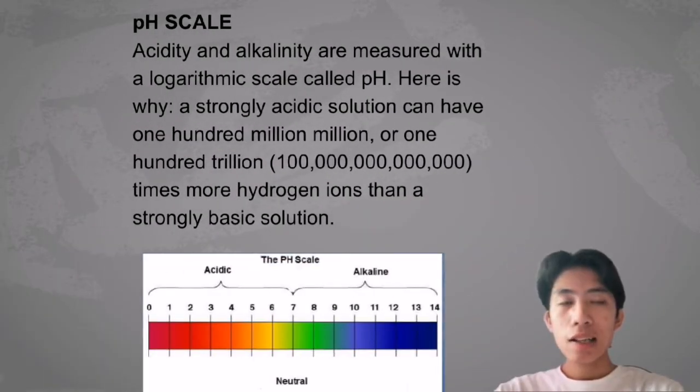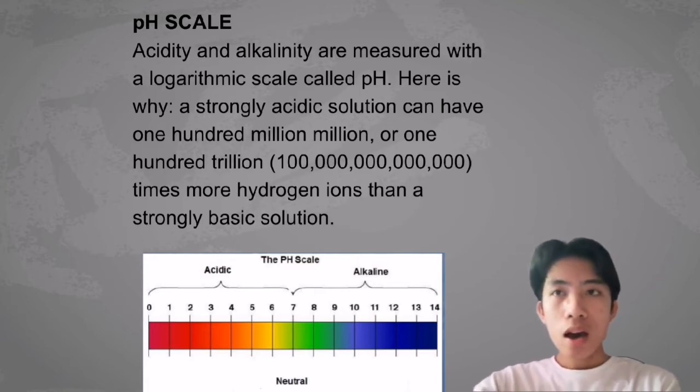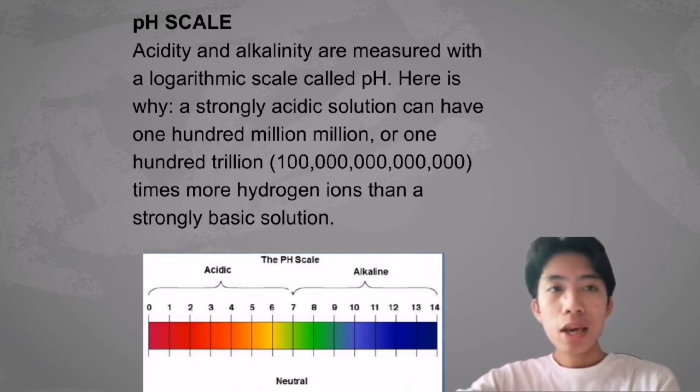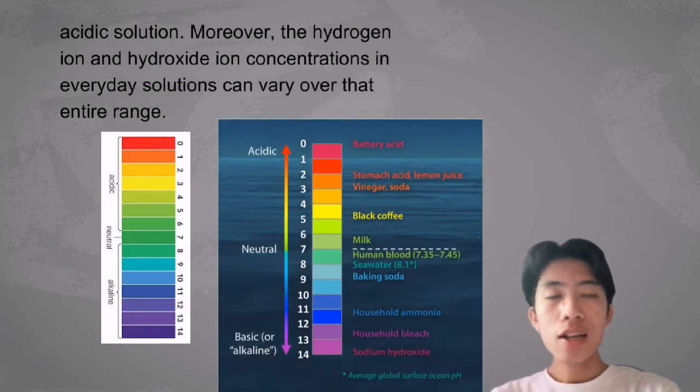Acidity and alkalinity are measured with a logarithmic scale called pH. Here is why: a strongly acidic solution can have 100 million or 100 trillion times more hydrogen ions than a strongly basic solution. Moreover, the hydrogen ion and hydroxide ion concentrations in everyday solutions can vary over that entire range.